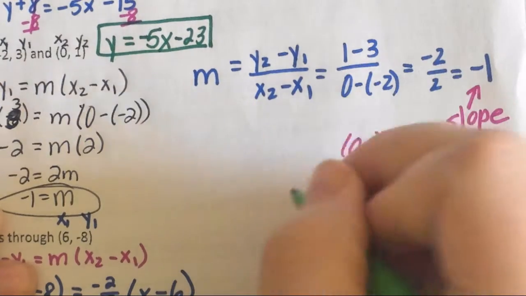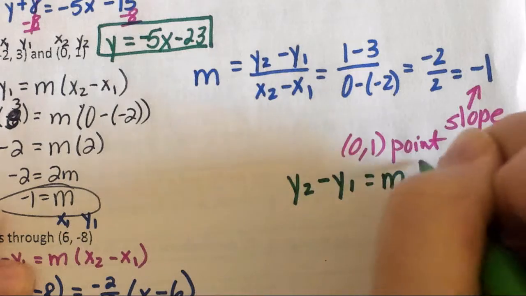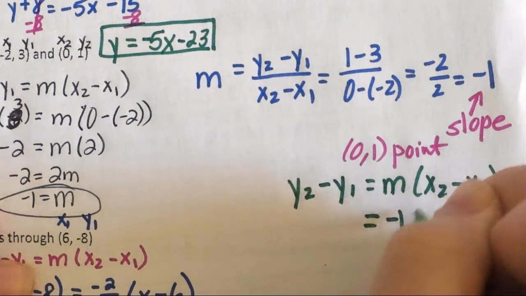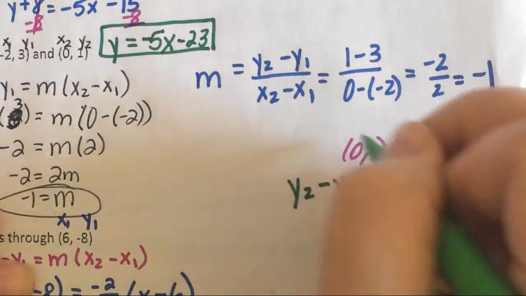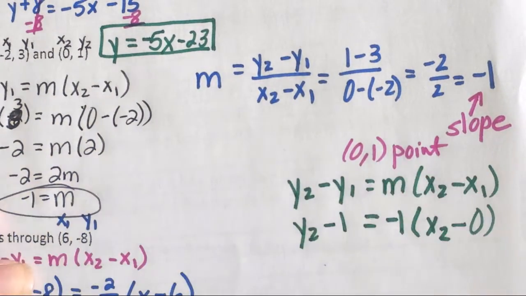Okay, so it's y2 minus y1 equals m times x2 minus x1. We know our m is negative 1. Our x1 is 0. Our y1 is 1.